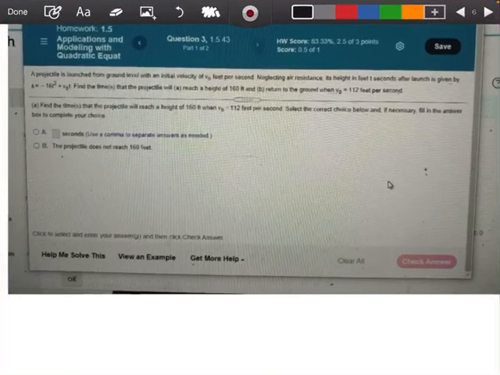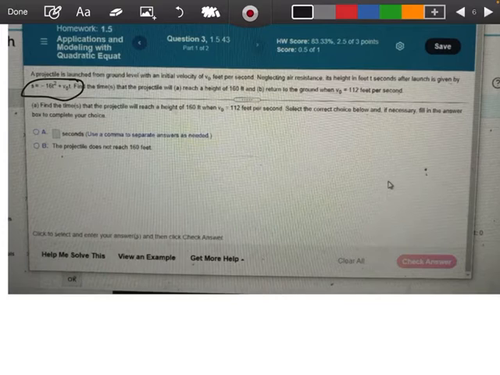All right, so guys, this is problem number 3 out of 1.5, and it says a projectile is launched from ground level, with an initial velocity v0 feet per second. Neglecting air resistance, its height in feet t seconds after launch is given by an equation right here. The first part says find the times the projectile will reach a height of 160, and part b asks when it will return to the ground when v0 is equal to 112 feet per second.